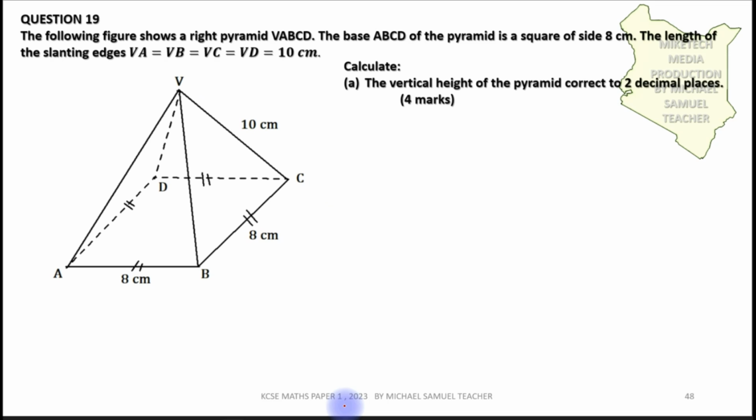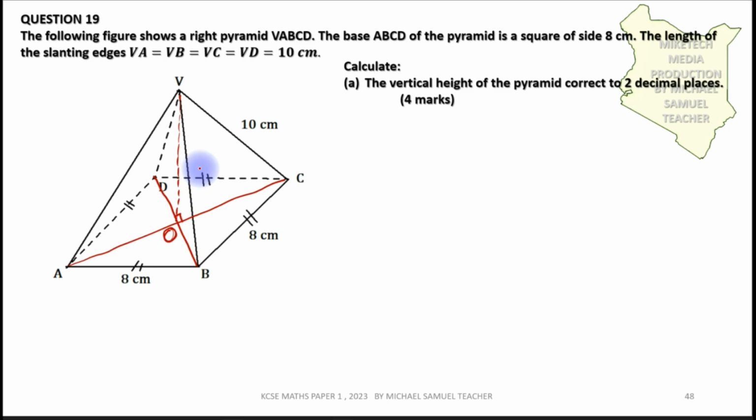So for part A, we need to find the vertical height of the pyramid correct to 2 decimal places. To get the vertical height, I need to join the diagonals of the base, A to C and also B to D, such that they meet at 90 degrees. Then I draw the perpendicular height or the vertical height. So let the diagonals meet at point O.